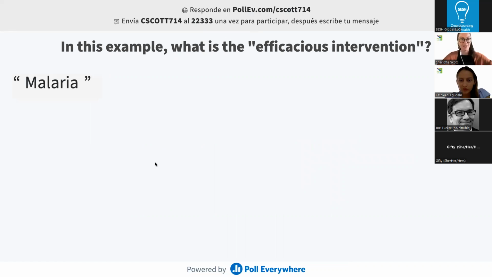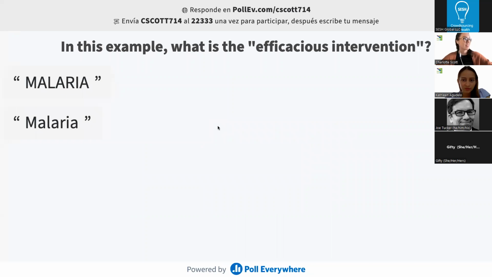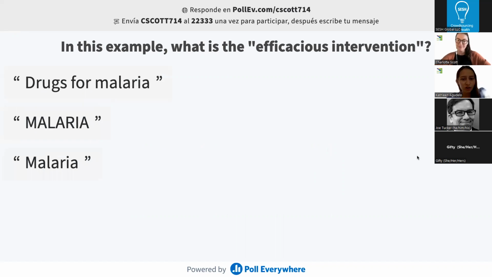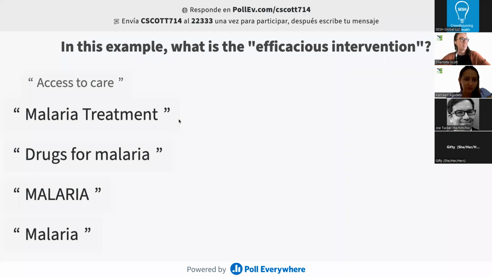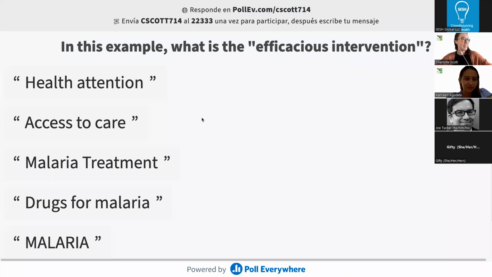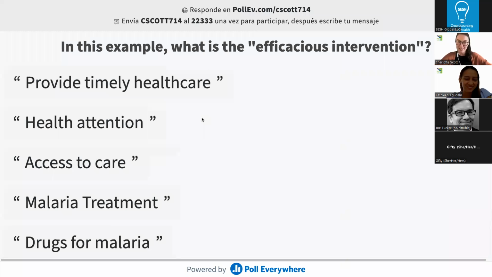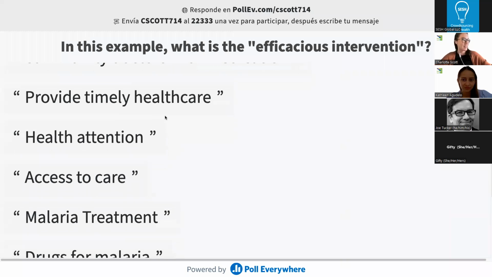So, about the efficacious intervention. What do you think could be the efficacious intervention that could solve that problem, which is malaria? How can we solve that problem? Great. Definitely, these are all very good answers, and it's very diverse. I'm sure many of you have worked with malaria before, so thinking about the intervention, it's great to see that there's a variety here.